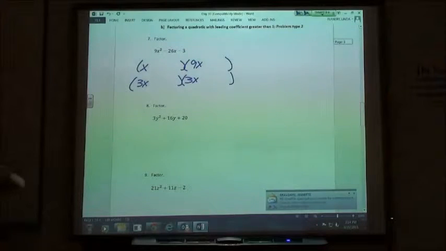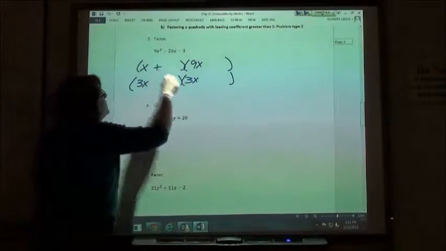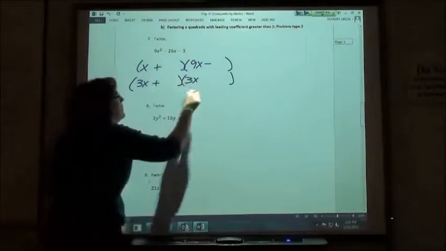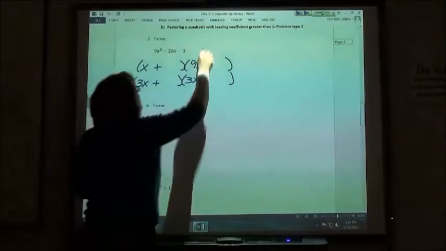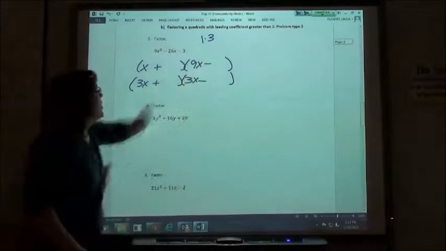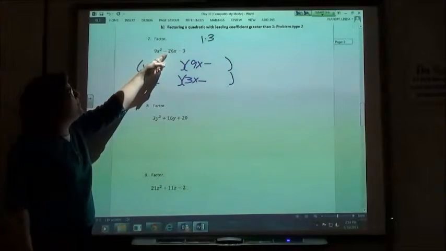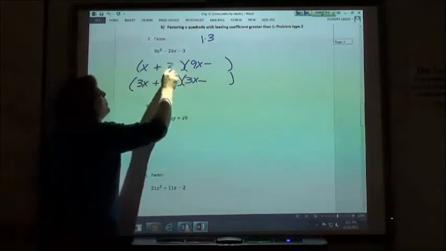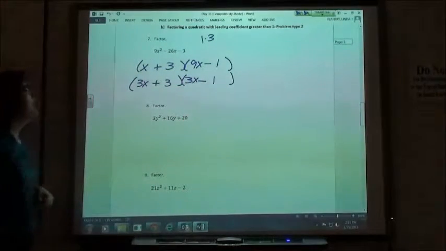My signs. Since the end is negative, I know one's a plus and one's a minus. Factors of 3. Well, at least they gave me a nice prime number for 3. 1 times 3 is my only choice. I don't know which order it goes in. I'm just going to start guessing. But because this is a 26, it's a big number, I'm probably going to put the 3 first and then the 1 and try it that way.